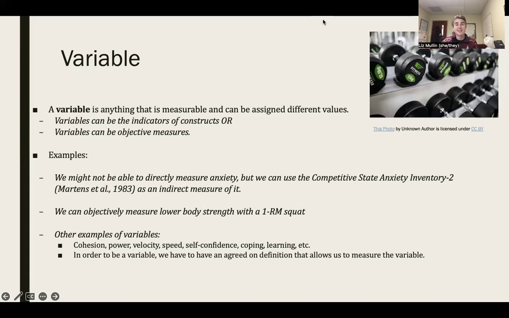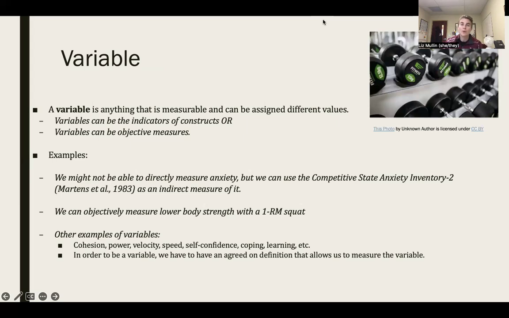It might be that there's not an order to it, but they're just different. So like where you're from, some people are from different states in the US, maybe from different countries. That place of your original residence or where you were born, that would be a variable. It's not ranked, but it has a different value to it. Some other examples from our fields: cohesion in sports psychology, power, velocity, speed, self-confidence, coping, learning, attention. All of these could be great variables.